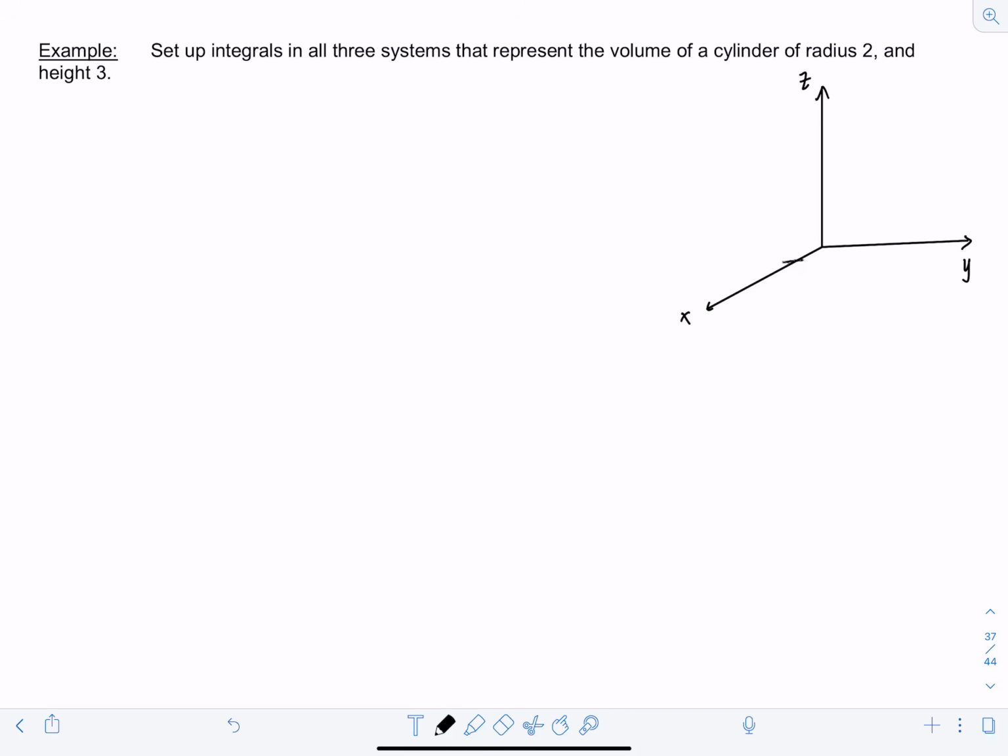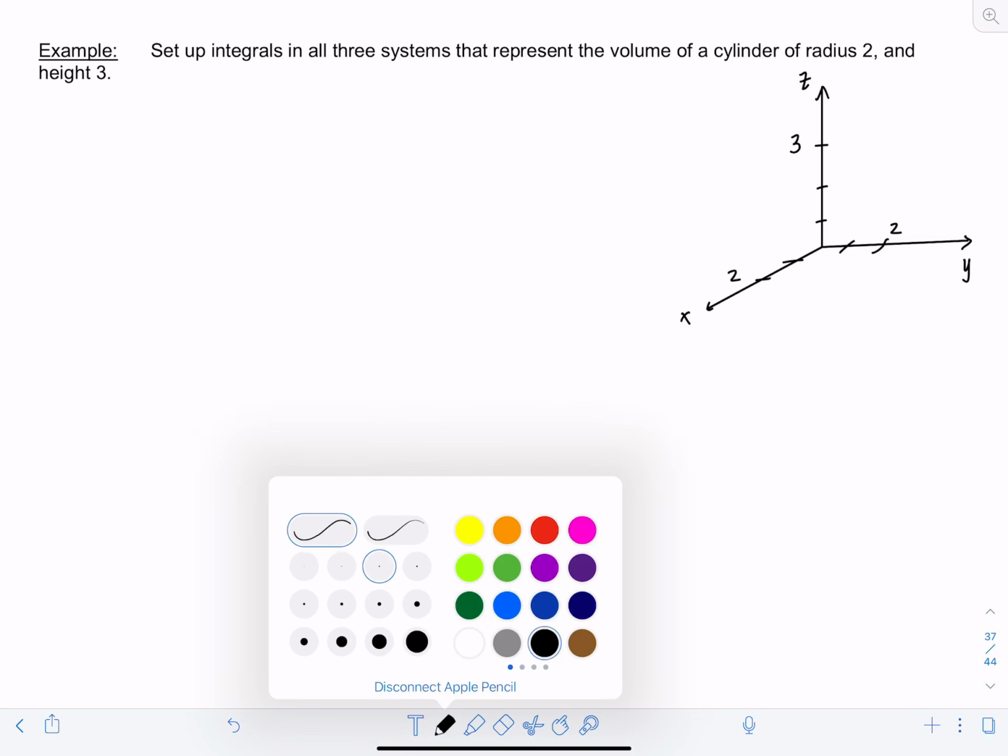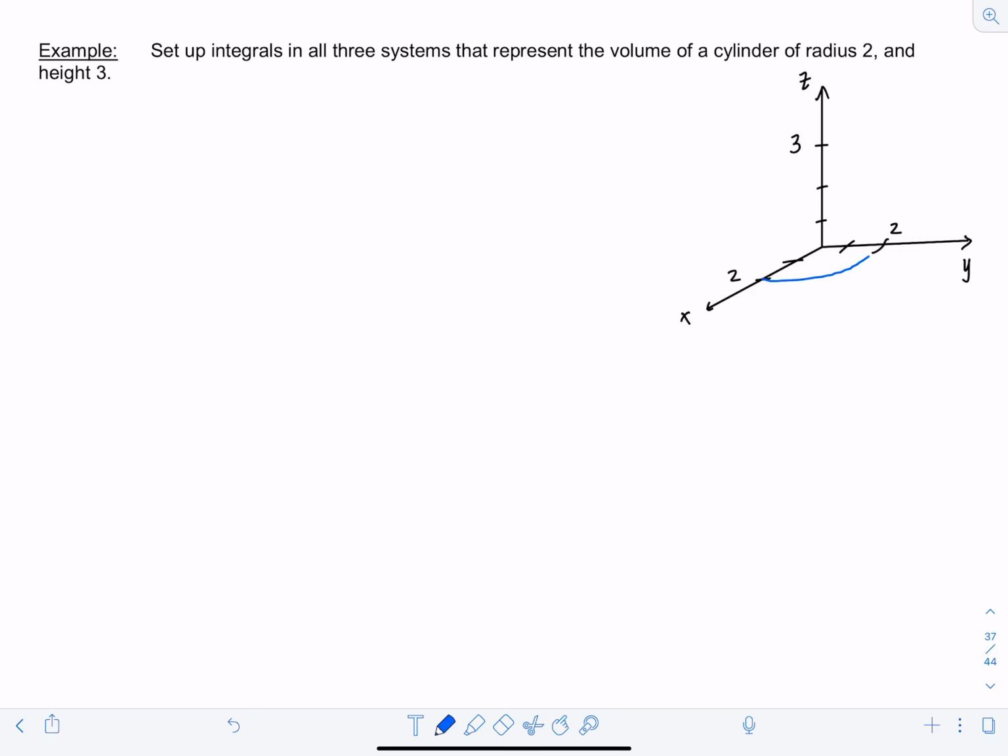Okay, so radius 2, and then the height is 3. 1, 2, 3. Okay, so here's my cylinder. And the height is 3. Very nice. This one's going to be a wee bit lower. Okay, beautiful. So let's start off, we'll do rectangular first. And I want the volume of that whole cylinder.